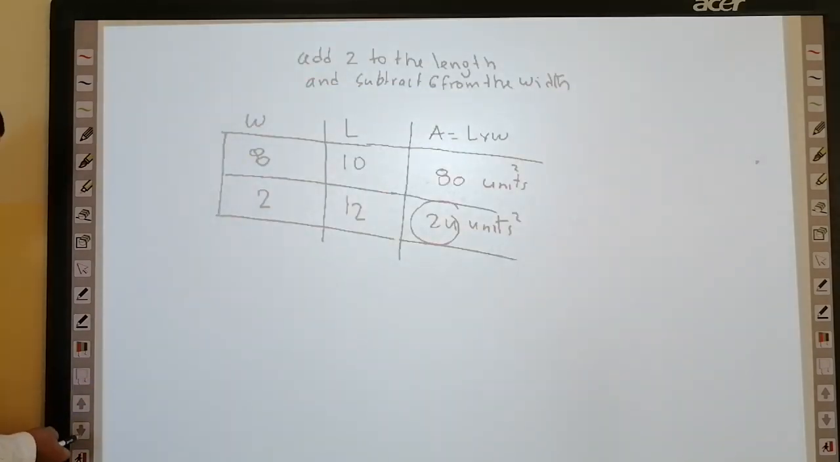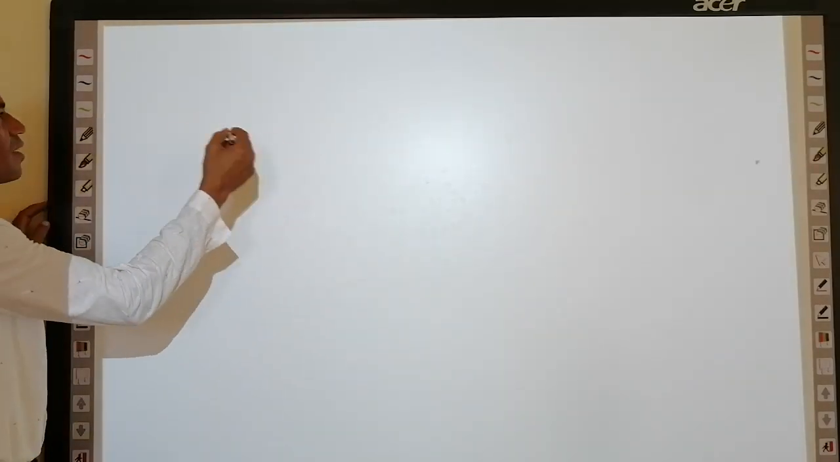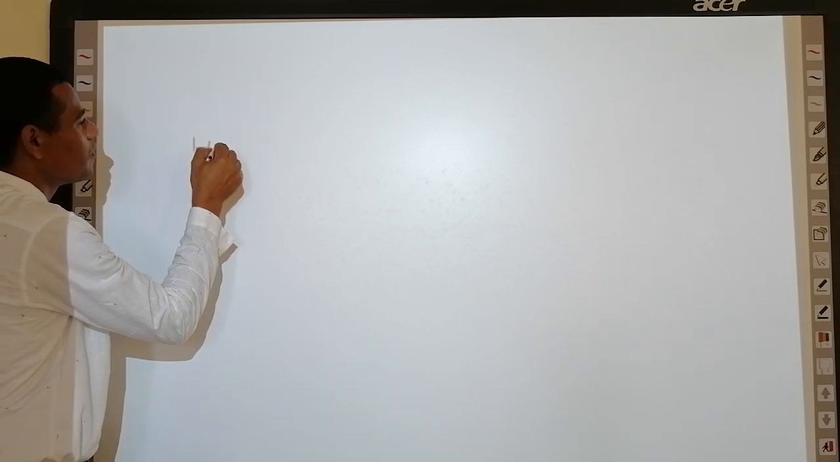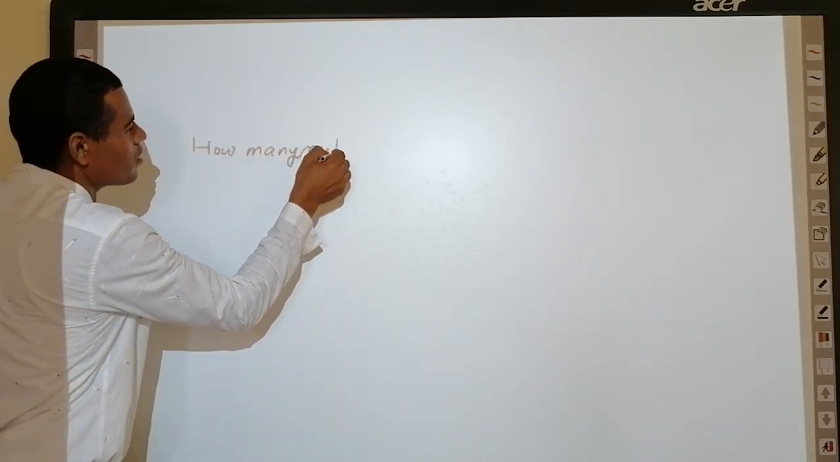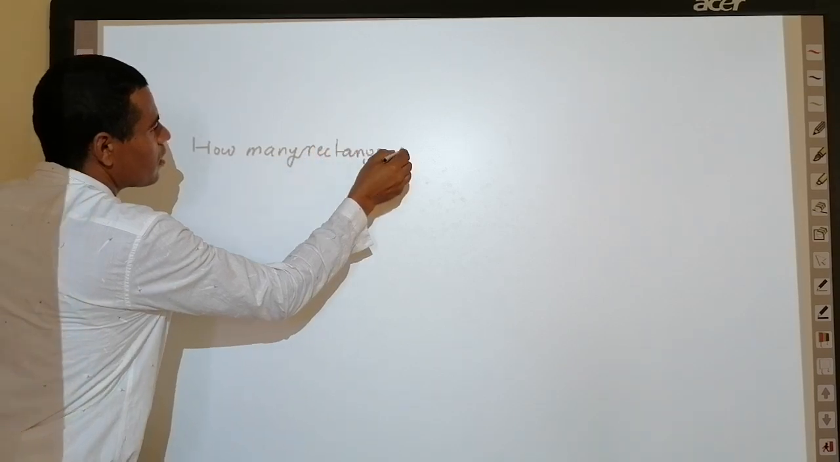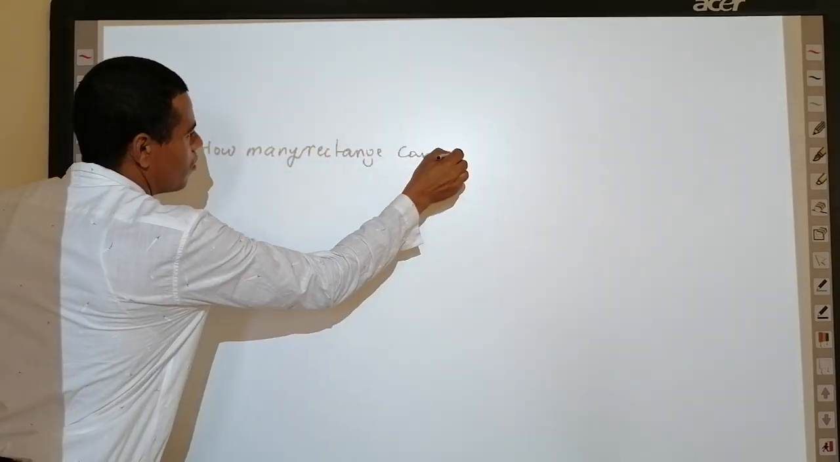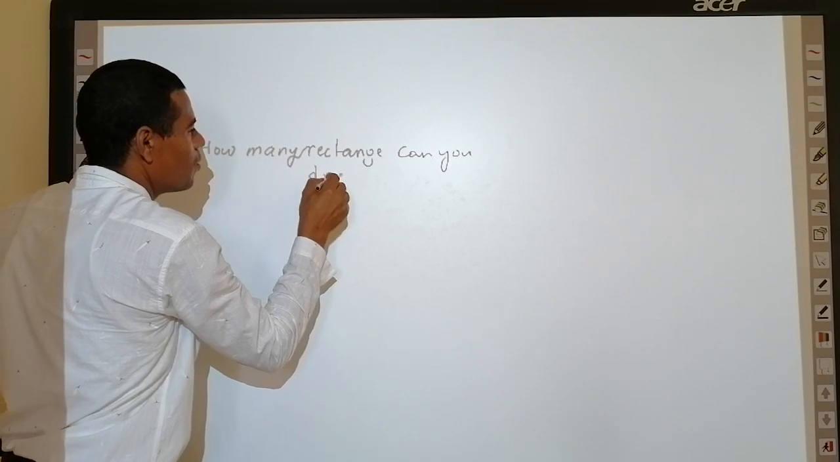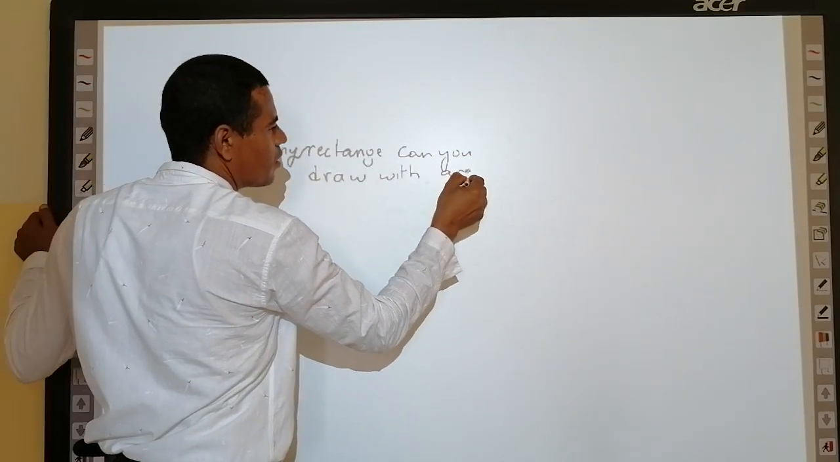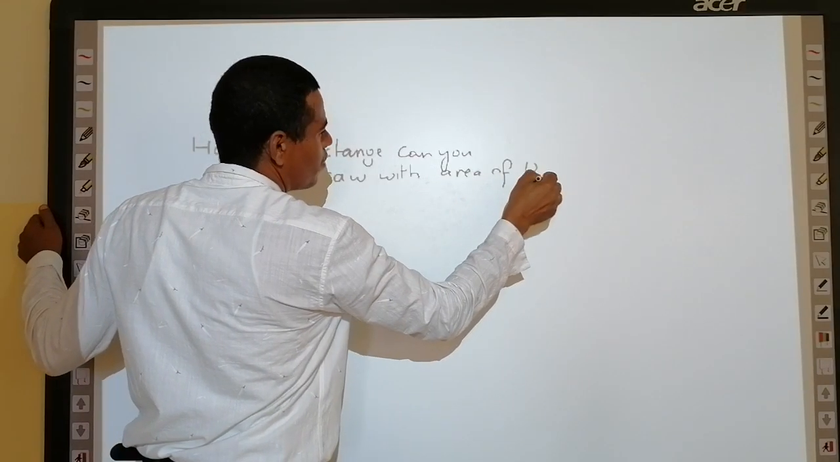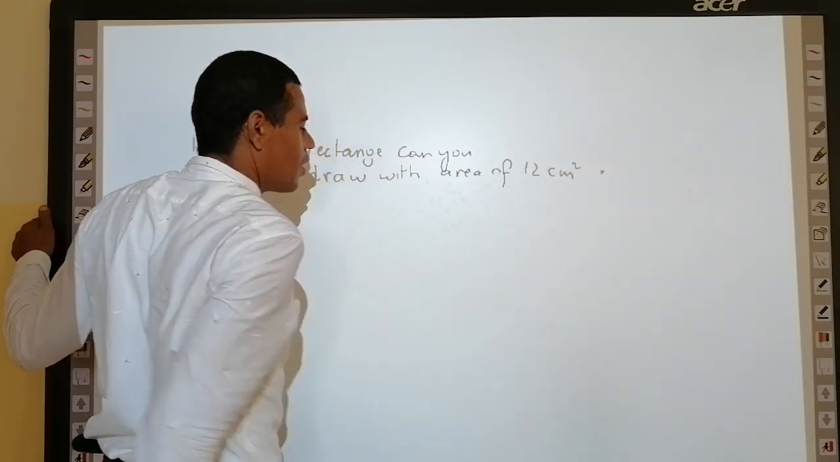Okay. Means what? How many rectangles can you draw with an area of what? Of 12 centimeters squared.